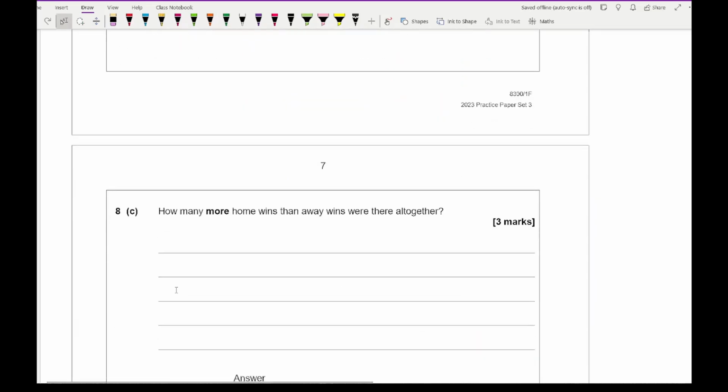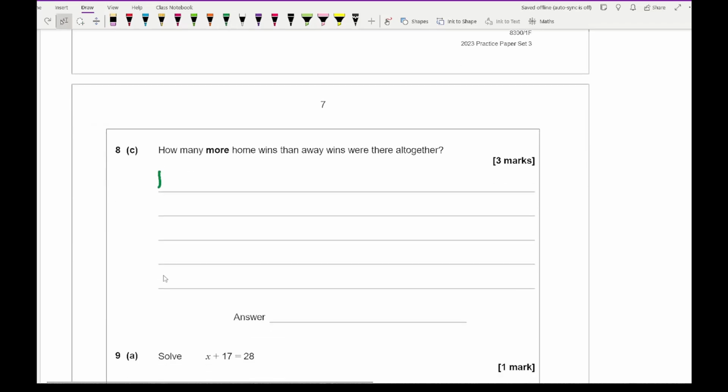The next question then says how many more home wins than away wins were there altogether. So for this, what we need to do is add up all of the scores together. So if I write home and add up the home, we get the first bar, which is 7, the second bar, which is 4, third bar has 8, fourth bar has 5, and the fifth has 4 wins, giving us a total of 28.